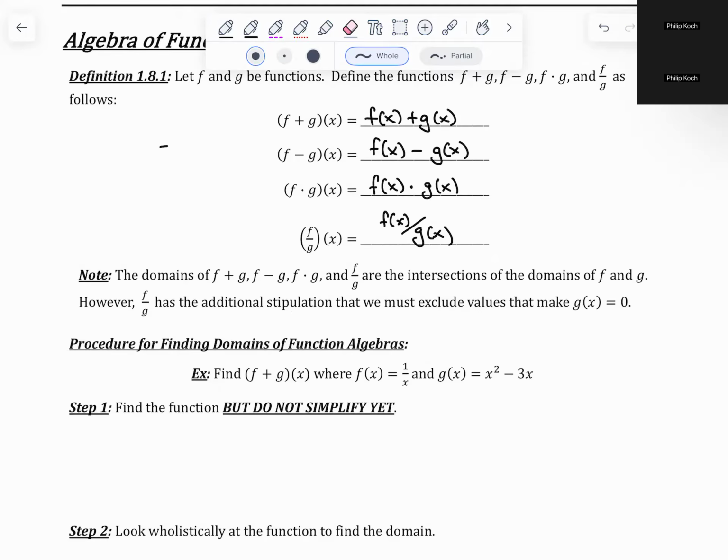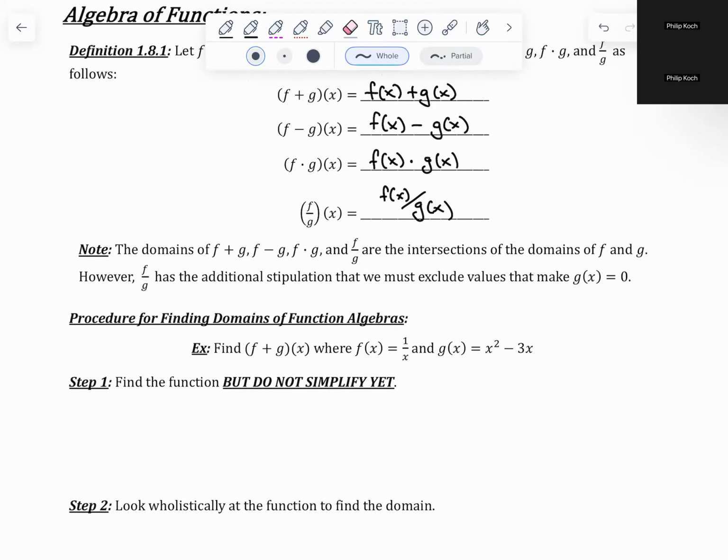So suppose f of x is equal to 1 over x and g of x is equal to x squared minus 3x. If you're asked to find the domain, you're going to find what the function is, but do not simplify. And I'll explain why with another example in just a moment. So just appeal straight to the definition. F plus g of x is defined as f of x plus g of x. That's all it is. No surprise. It's nothing weird.